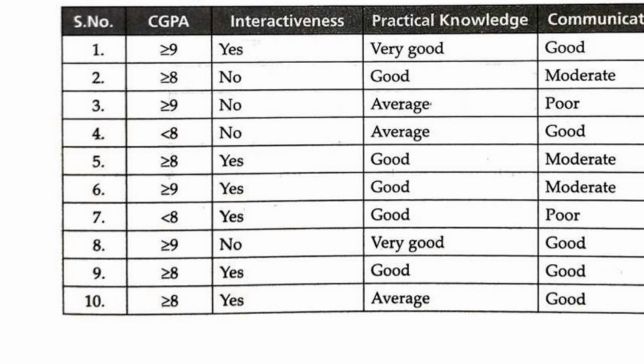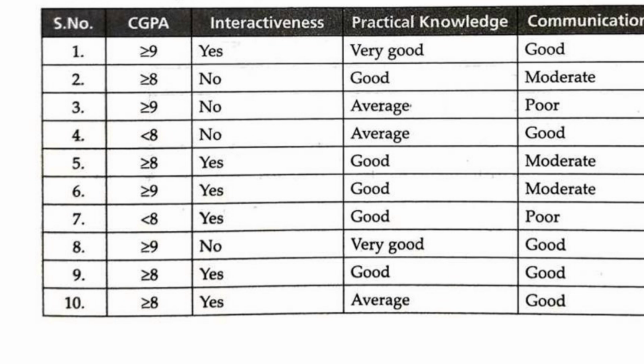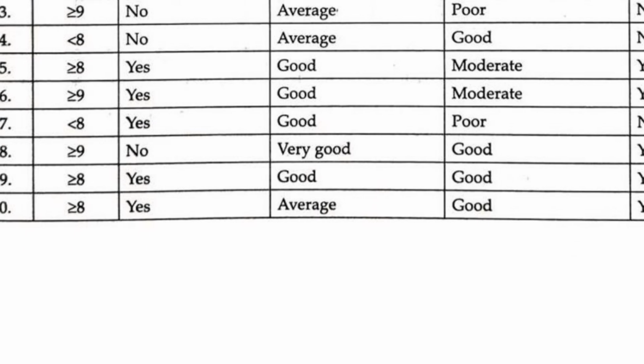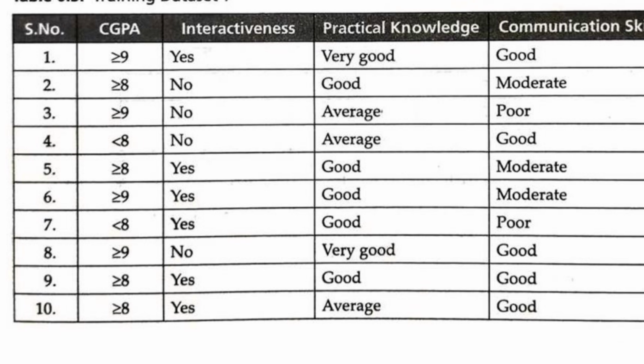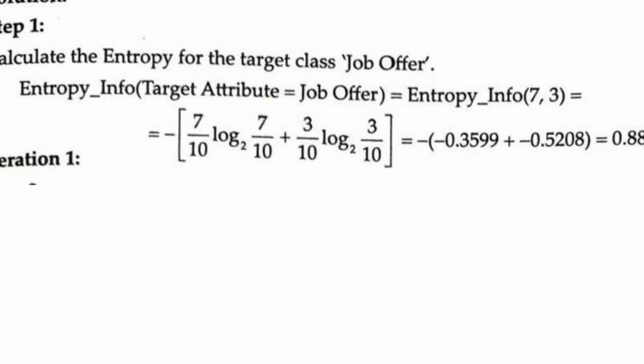In interactiveness, yes and no. Practical knowledge: very good, good, and average. In communication: good, moderate, poor. These are the different possible values. Now we will take them one by one: CGPA and job offer, interactiveness and job offer, practical knowledge and job offer, communication skill and job offer. Whichever has the higher value, that is the root.